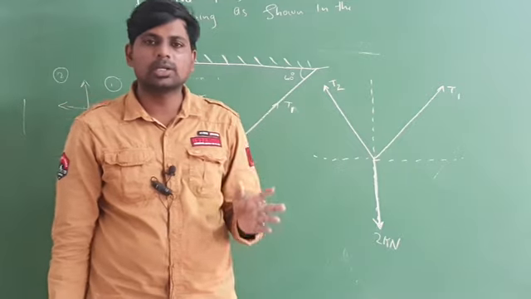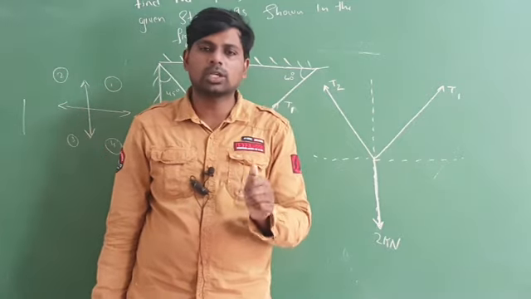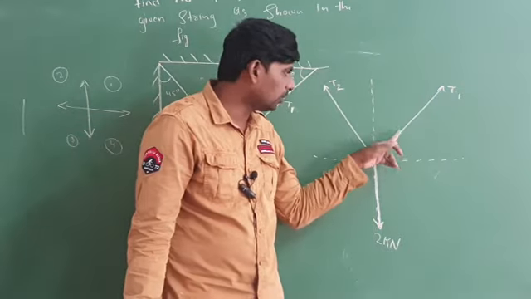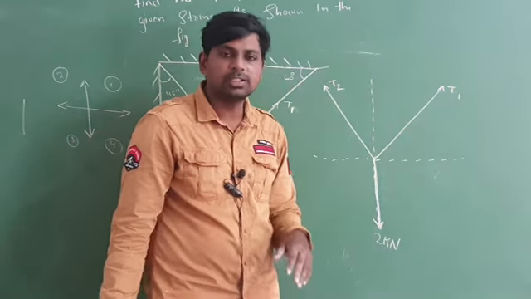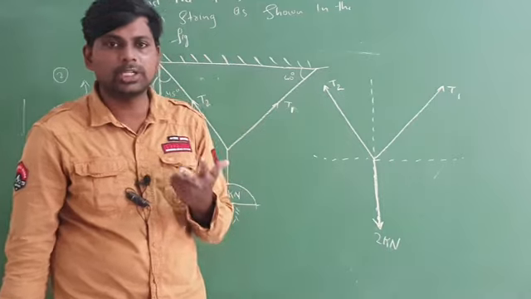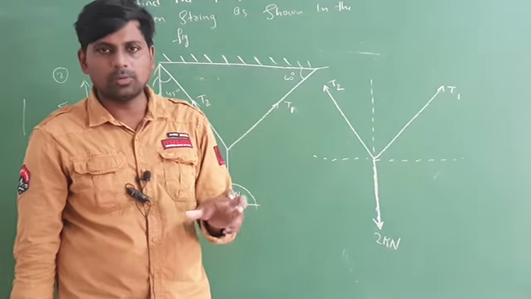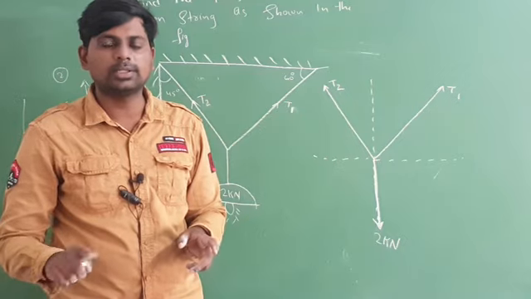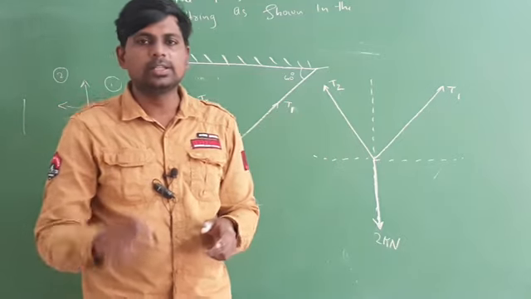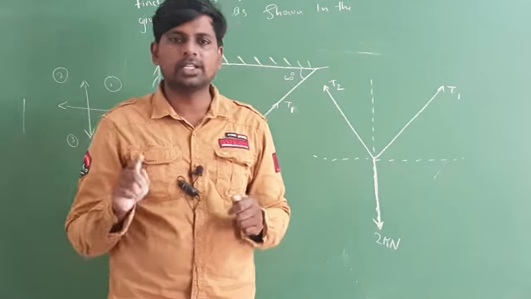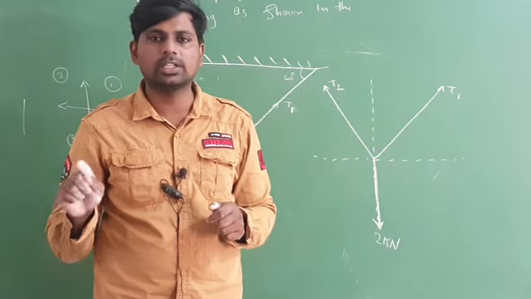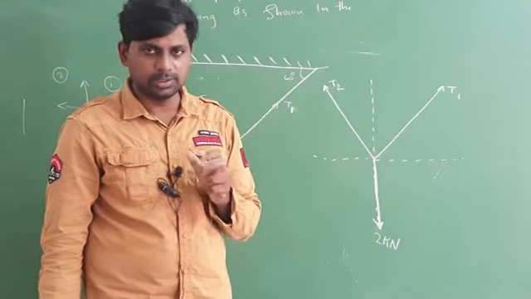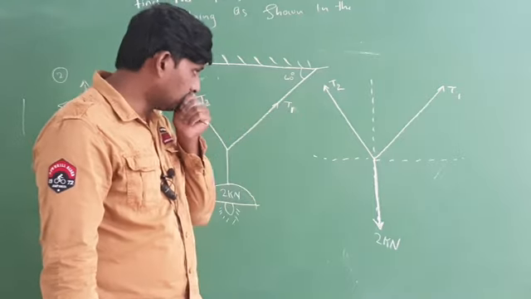So you have to remember that whenever 3 forces are there, you have to go for Lami's theorem. In Lami's theorem, another thing you have to know: alpha, beta, gamma. As per the formula of Lami's theorem, P by sin alpha is equal to Q by sin beta is equal to R by sin gamma. This is the formula for Lami's theorem.